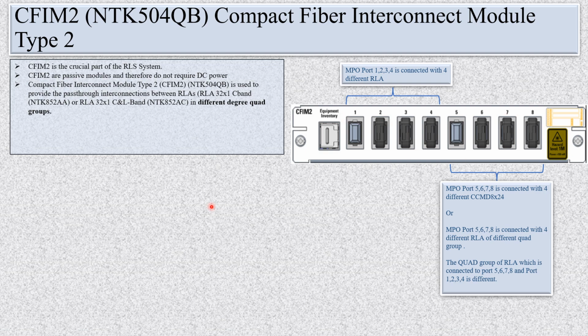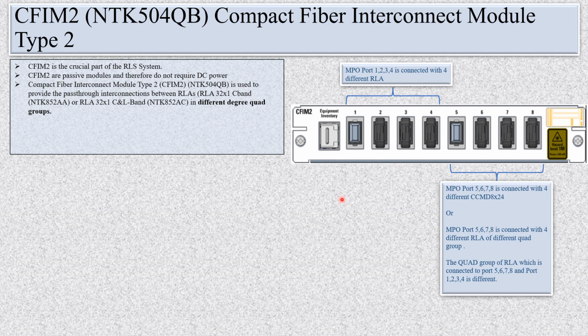So you will see in the next slide that port 1 is connected to 5, 6, 7, 8. Port 2 is connected to 5, 6, 7, 8. 3 is connected to 5, 6, 7, 8. And 4 is connected to 5, 6, 7, 8. Internally, it is connected.